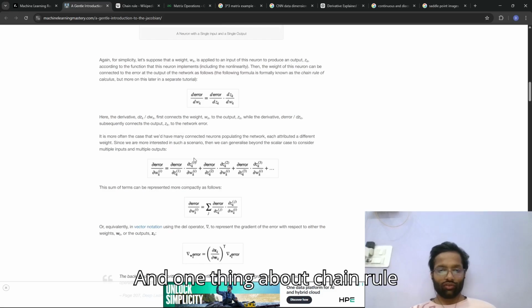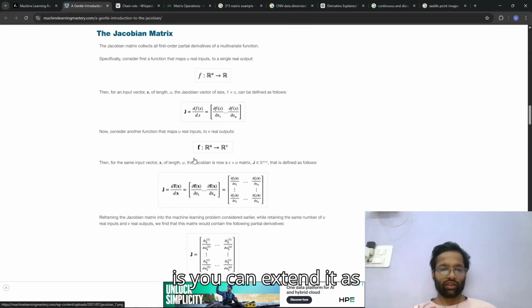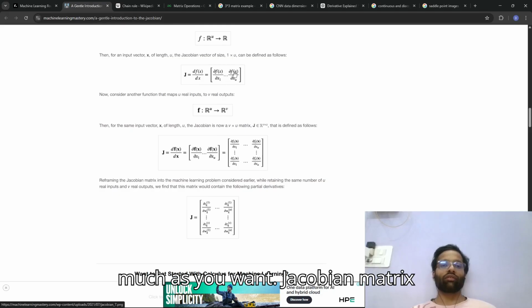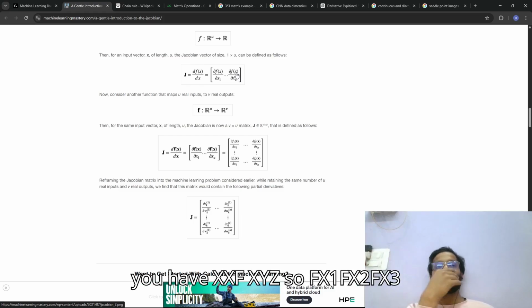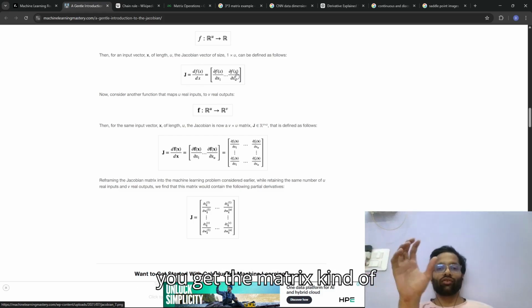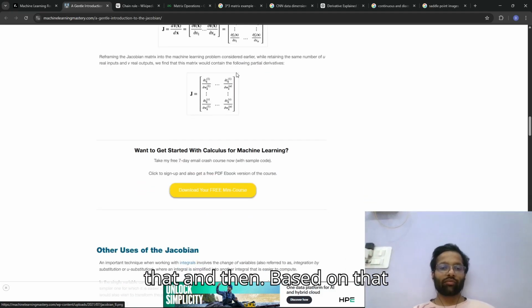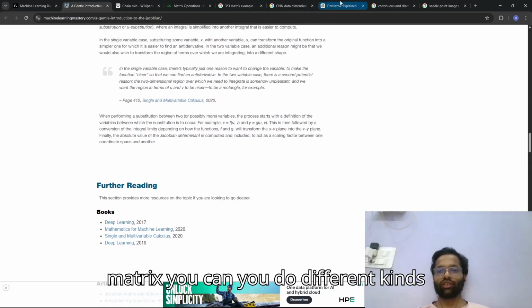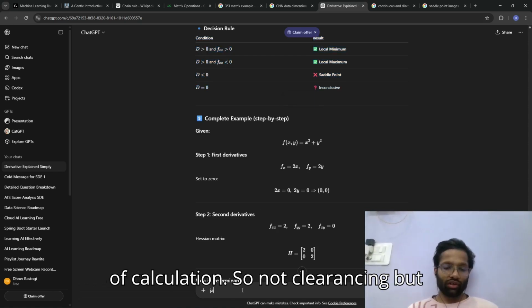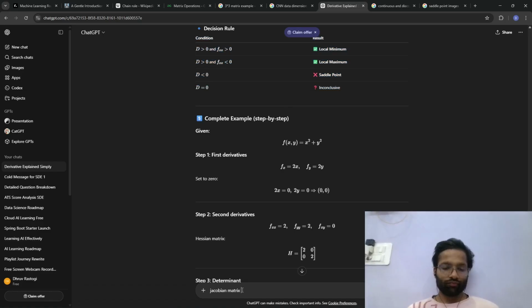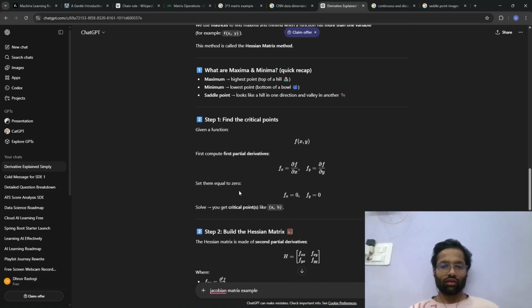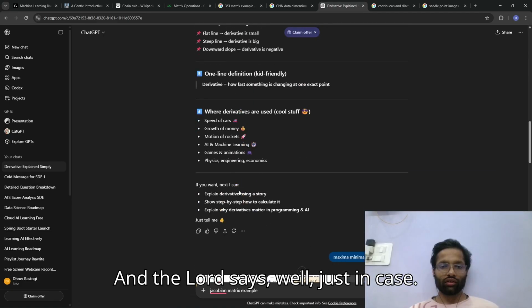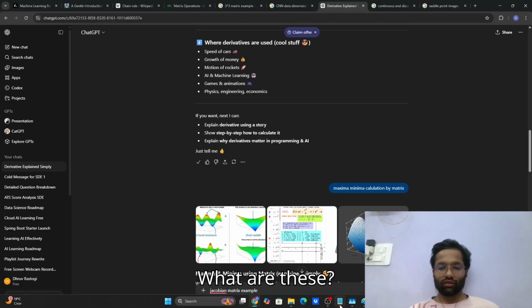One thing about the chain rule is you can extend it as much as you want. The Jacobian matrix as well is based on differentiation of all the variables. Like if you have f of x, y, z, so fx1, fx2, fx3, you get a matrix of that, and then based on that matrix you do different kinds of calculation. So not given simply here. Jacobian, I'm putting that in the notes as well, just in case. What are these?